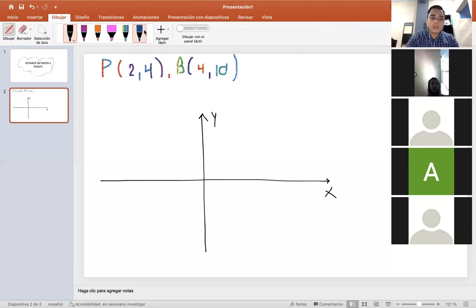So remember that when we have 2 points, guys, we have 2 x's and 2 y's, because taking just one coordinate, the first number is always x, and the second number is always y. The same with the other one. The first number is always x, and the second one is always y. So let's graph these 2 points, okay?